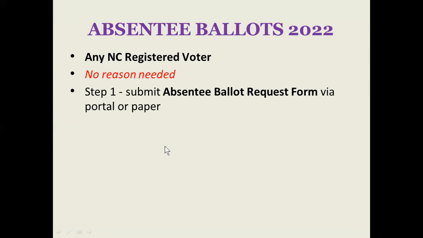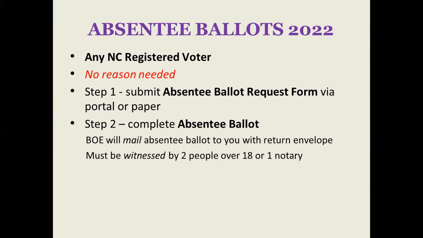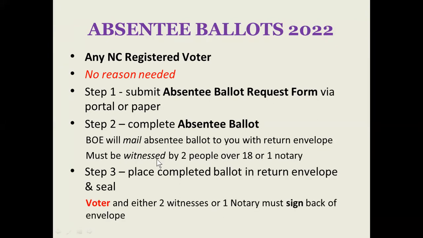Step 1, submit the official North Carolina absentee request form, and you can do that via the North Carolina absentee ballot portal, or you can print and mail it to the Board of Elections, or you can complete it and return it in person to the Board of Elections. State law does not permit voters to fax or email the request form.